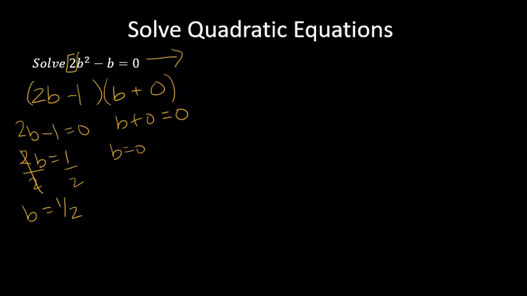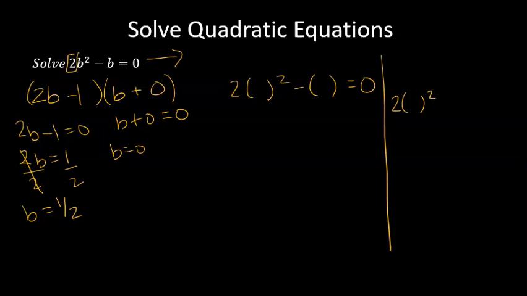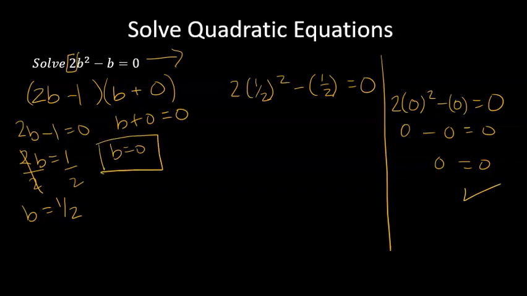Now we're going to check our work. We could just box this up and say, hey, we're good to go, but we're going to go ahead and check our work. Okay, cool. So we're going to put half in here, we're going to put half in here, and then this one gets 0 and 0. Let's go ahead and do the non-fraction one first. So we end up with 0 minus 0 equals 0, 0 equals 0. That's cool. So b is in fact 0.